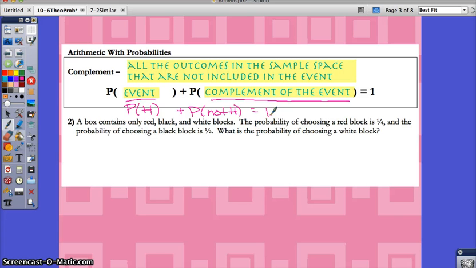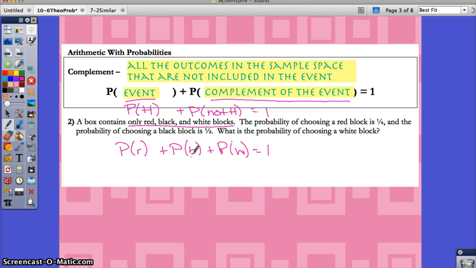A box contains only red, black, and white blocks. The probability of choosing a red block is 1/4. The probability of choosing a black block is 1/2. And I want to find what the probability is of choosing a white block. Well, since it contains only red, black, and white, the probability of red plus the probability of black plus the probability of white must add up to 1. Red and black are not complements of each other, but red and not red are complements of each other. I could do the same thing with white or white and black.